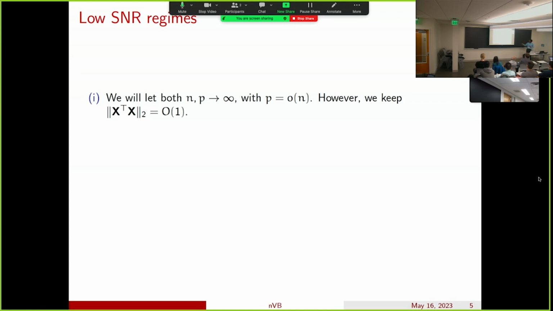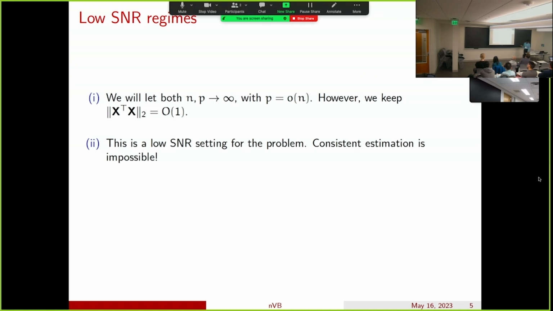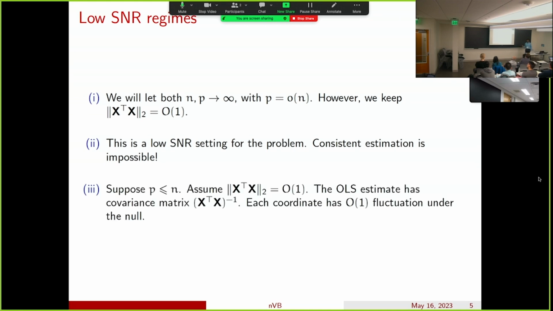But one of the assumptions that I'll be making throughout is that the operator norm, the usual L2 operator norm, for my sample covariance matrix is always held at some order 1 level, irrespective of the rate at which n and p grow. And I like to think of this essentially as a low SNR kind of regime. So what do I mean by this, and why do I emphasize this point?